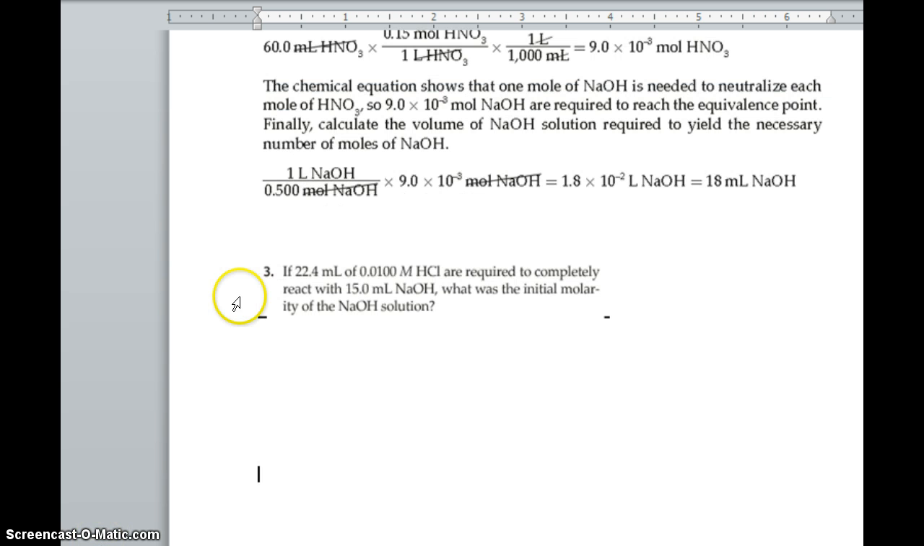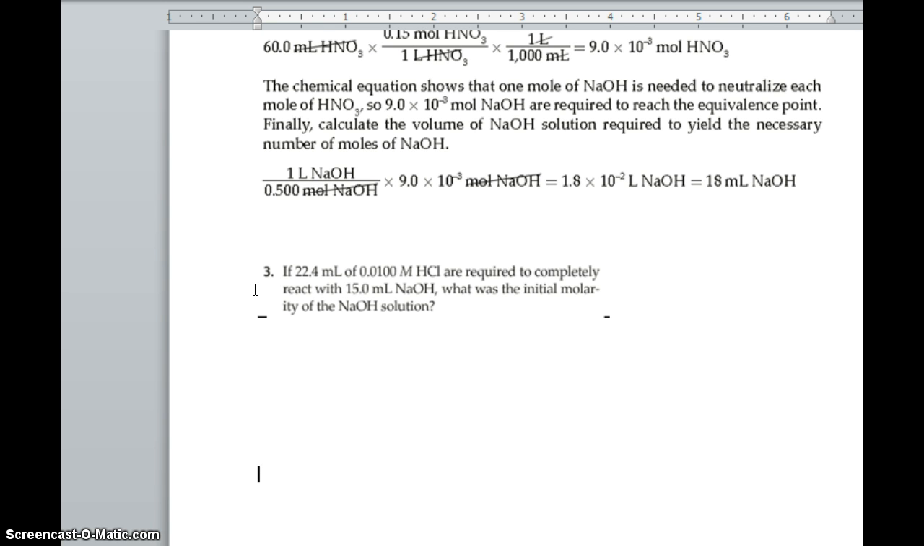All right, and the last one. If 22.4 milliliters of 0.01 molar HCl are required to completely react with 15 milliliters of NaOH, what is the initial molarity of the NaOH solution? I don't like that they use 22.4 because this is not talking about gas, so don't start thinking about the gas laws. We're dealing with liquids. It was honestly just stupid they picked the number 22.4.